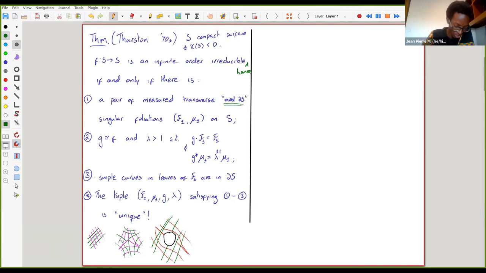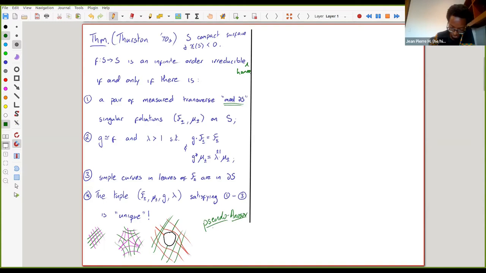The third condition is that the only loops you can write in the leaves are the ones coming from the boundary component. So if you have an essential simple closed curve, then that's always going to be transverse to your foliations. And if you satisfy 1, 2, and 3, we call that being pseudo-Anosov. If you've never seen the definition before, that's it.